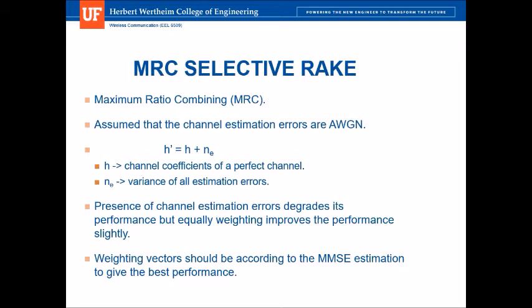It is assumed that the channel estimation errors are white Gaussian noise. So if we go through this equation, where h is the channel coefficient of a perfect channel and h dash is the channel coefficient where Gaussian noise is considered, NE is the variance of all the estimation errors of the Gaussian random variables.